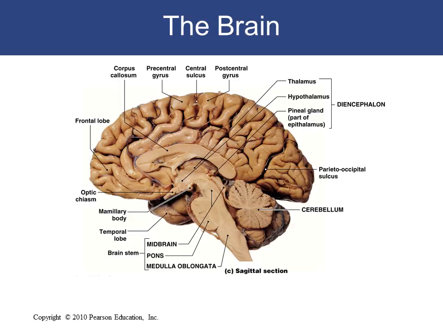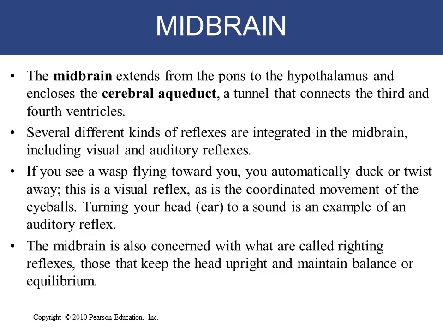So this is a picture of the brain showing us the brainstem, which is the midbrain, the pons, and the medulla oblongata. These three structures form the brainstem. The midbrain, which is the first part of the brainstem, extends from the pons to the hypothalamus and encloses the cerebral aqueduct, which is a tunnel that connects the third and fourth ventricle.